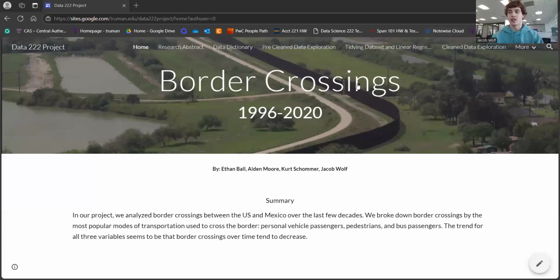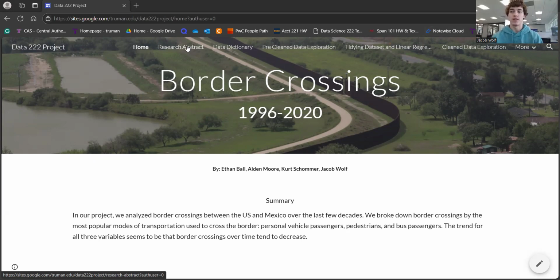Choosing which data set to analyze, we wanted one that was interesting to the entire group. The US and Mexico border has been one of the most important political topics in the last decade. It's a divisive issue that everyone has a different opinion on. For many Americans, it was the single most important factor when choosing a candidate in this year's election.